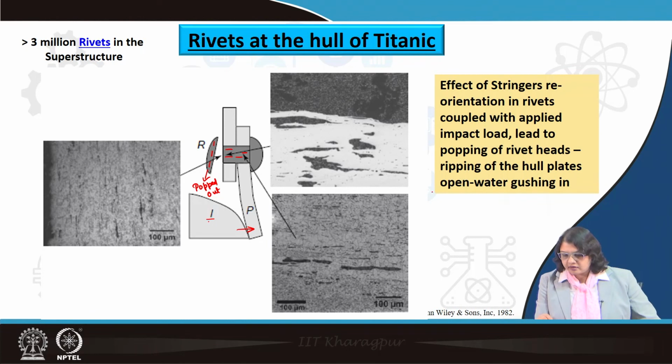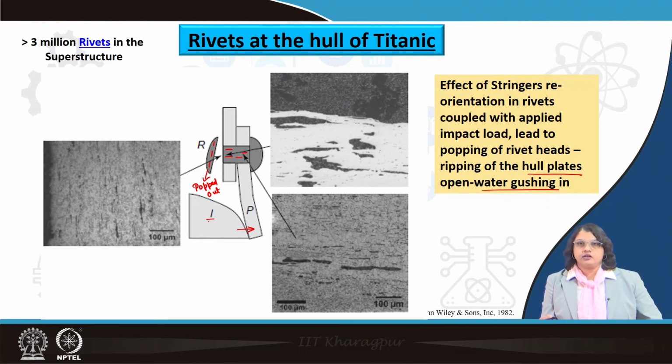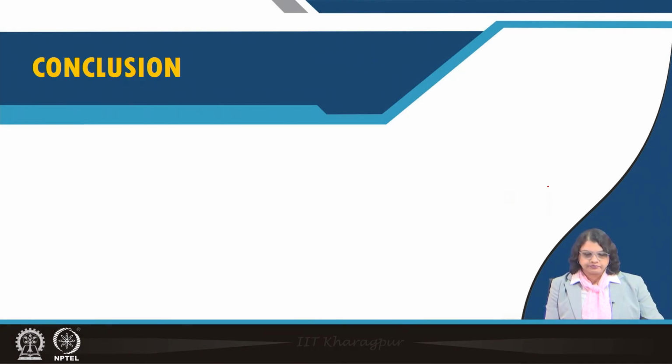So, that actually led to the opening of the hull plates, and that leads to the gushing in of the water. And once it started, all this kind of events happened in all the 5 compartments which the iceberg hit, and as a result water started entering into that, and that led to the sinking of the entire ship.